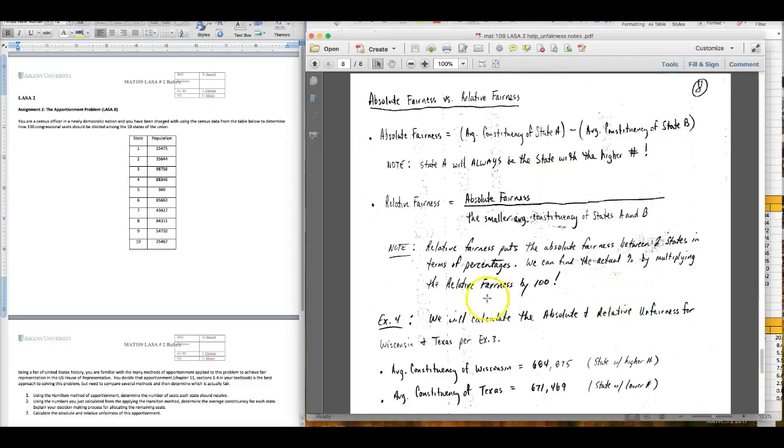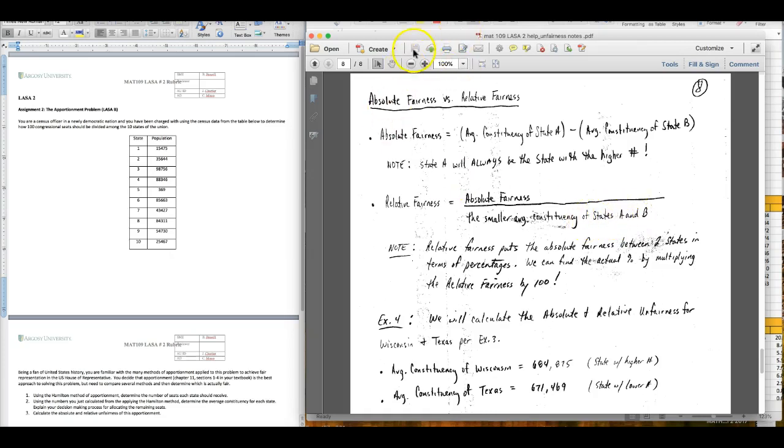Now, bringing those notes back up, here is how we actually calculate relative unfairness, or in this case, relative fairness, as I have it in here. We take whatever the absolute fairness is, and we divide that by the smaller average constituency of state A and state B.